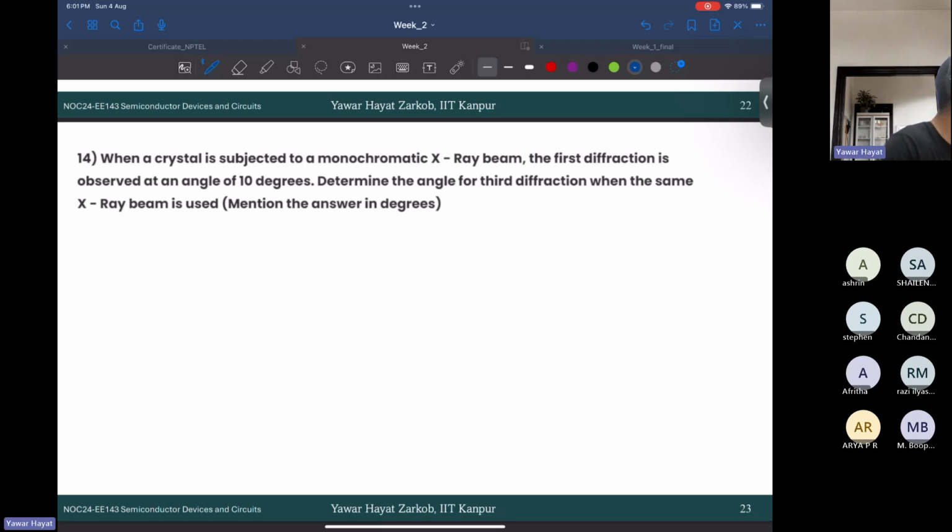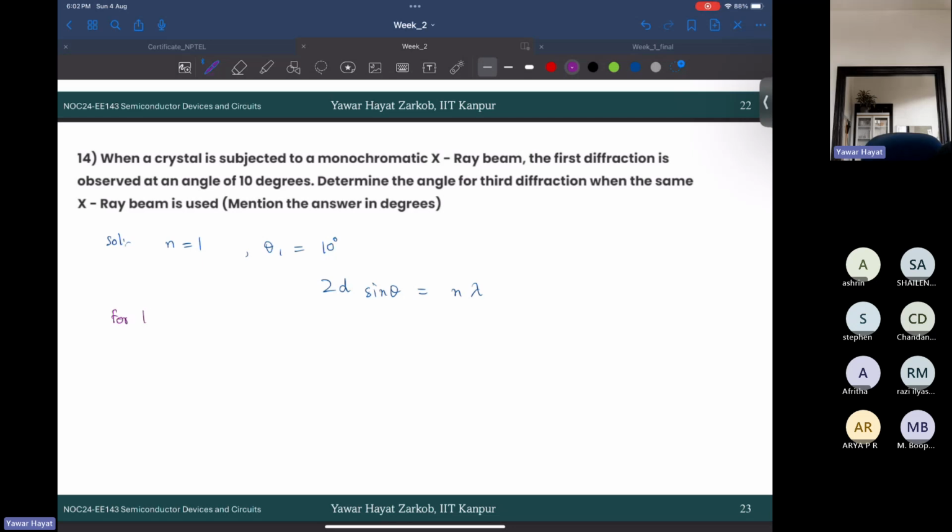Okay, let me help you out with the approach, and I'm sure meanwhile you'll work it out at your ends as well. So this is what is given. It's actually a very straightforward solution. For n equal to 1, theta 1 is 10 degrees, it has been given. Now we have the relation 2d sine theta equal to n lambda.